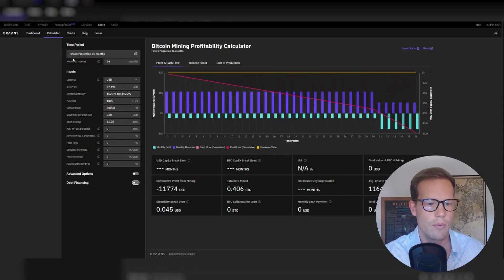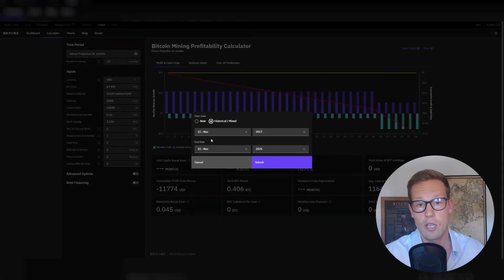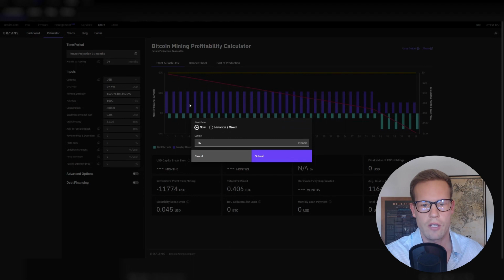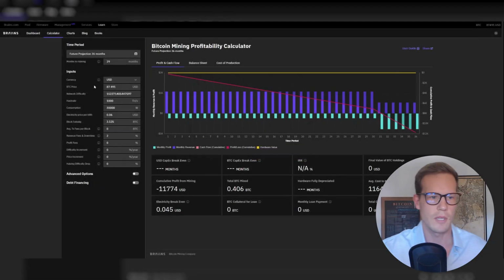So starting at the top, you start with a future projection of 36 months. Now you can go back and look at historical values here, or you can leave it as the default 36 and change the months from 24 to 48 or whatever other period you want to have a look at, right? Again, this is highly customizable, and I would encourage everyone interested in mining and finances to play around with this to really see how the numbers add up and shape out and what effects they have on your mining investment.